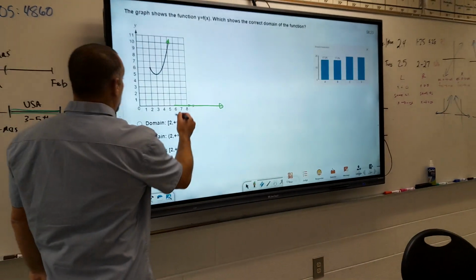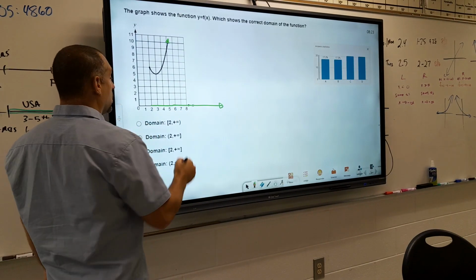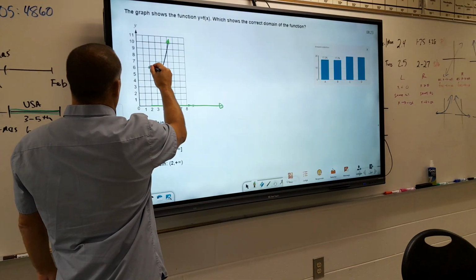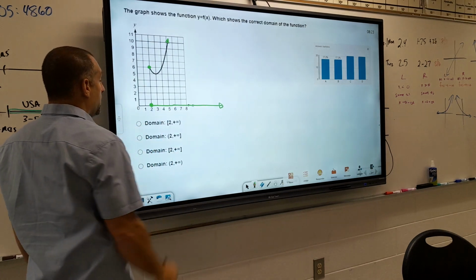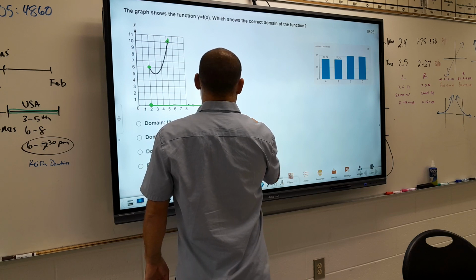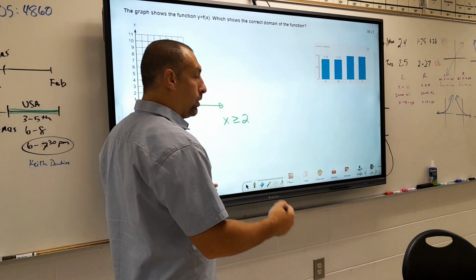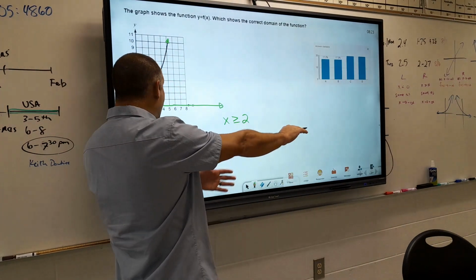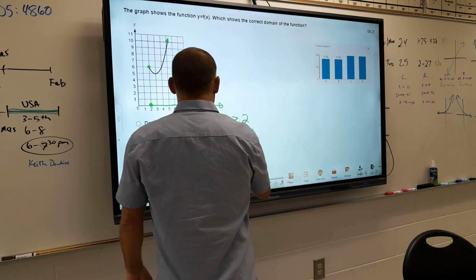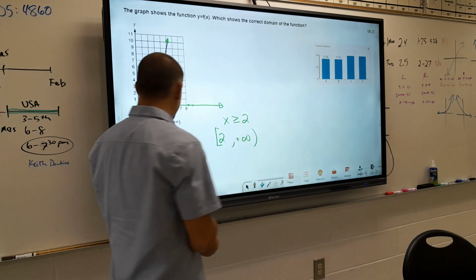Okay, but where did it start at? Is that a closed circle or open circle? It's a closed circle right there. So this is the same thing as saying x is greater than or equal to 2. So if you're doing this in interval notation, if it goes that way forever, the right interval is positive infinity. The left interval is a closed one with a 2.